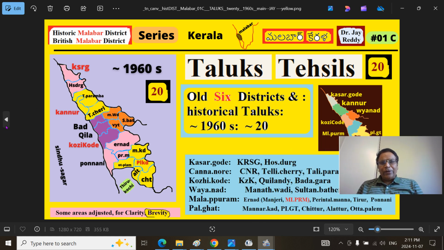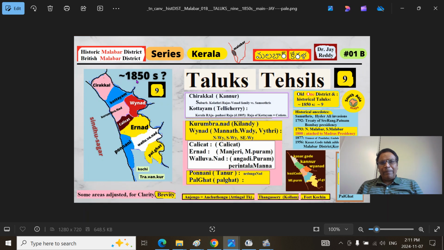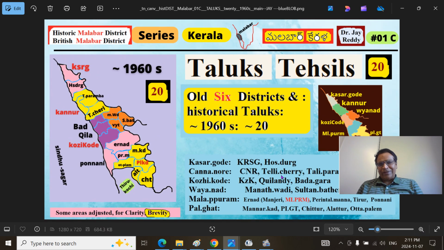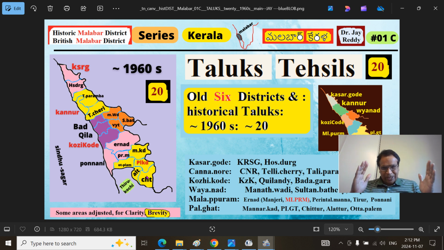Previously, we talked about roughly 9 historical taluks, tehsils of the Malabar district region. That was in 1850, Sepoy mutiny time. Now, post-Radcliffe time, partition, independence, 1960s, 70s, even 80s, early 90s, these are roughly 20 taluks or so. This we'll discuss, and you will get a broader idea of the metamorphosis, change, evolution from 9 to 20.